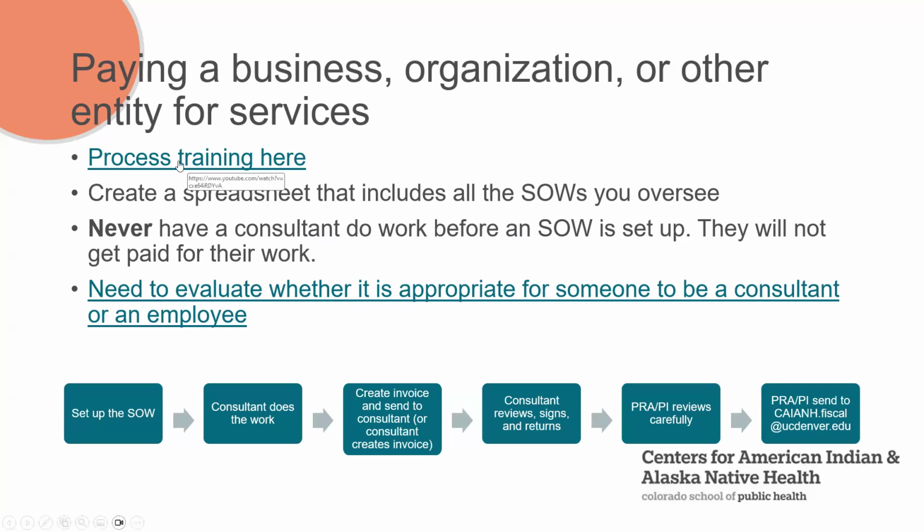That is linked here. So just to overview, if you're paying a person for goods or services, then you will need to set up an SOW, a scope of work, and that needs to be done prior to them doing any work. If you're paying a business, you don't need to set up a scope of work. They just need to be set up in the system as a supplier, and then they need to send an invoice. So different processes for whether we're paying an individual or an entity.